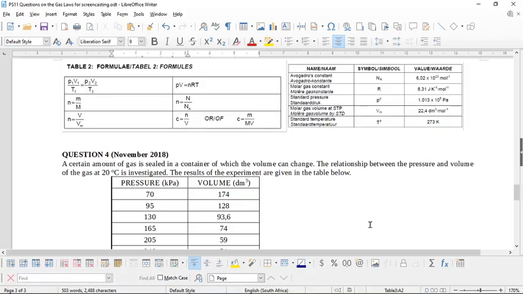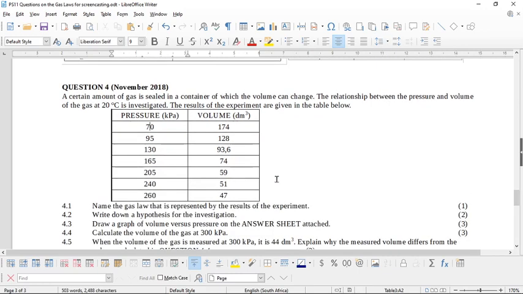Okay, let's look at this question from question 4, November 2018 on the gas laws. There's a graph in this question. I can't draw the graph, but I've put the graph from the memo in here so we can have a look at it. Here are my formulae and my things from the data sheet that we might need to use. So let's go ahead and have a look at the question here.